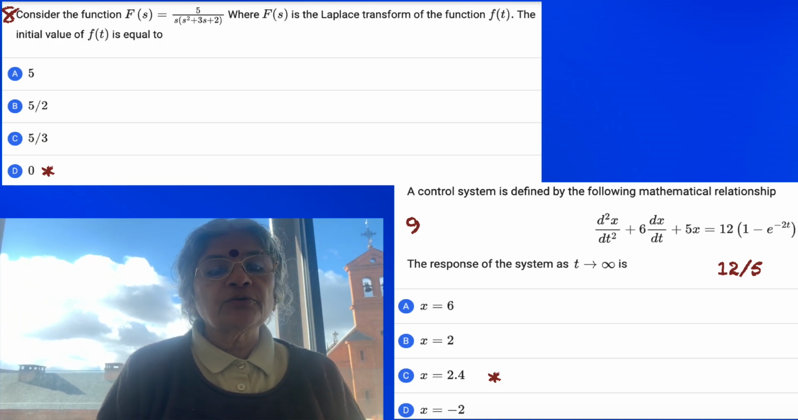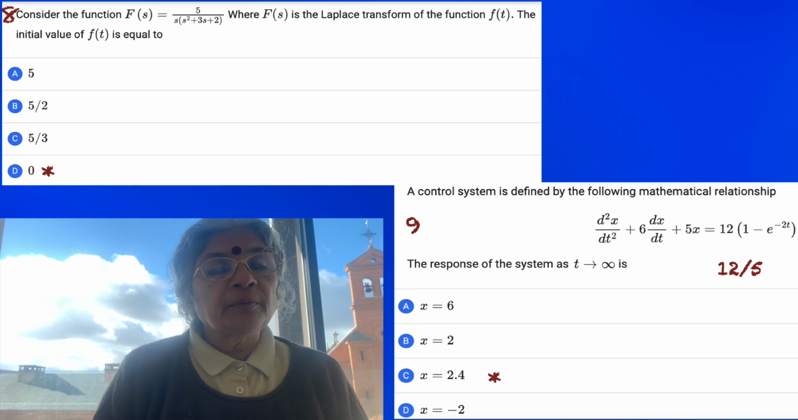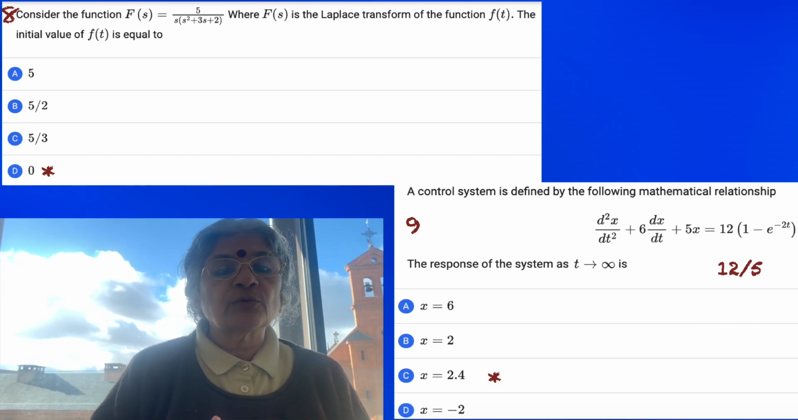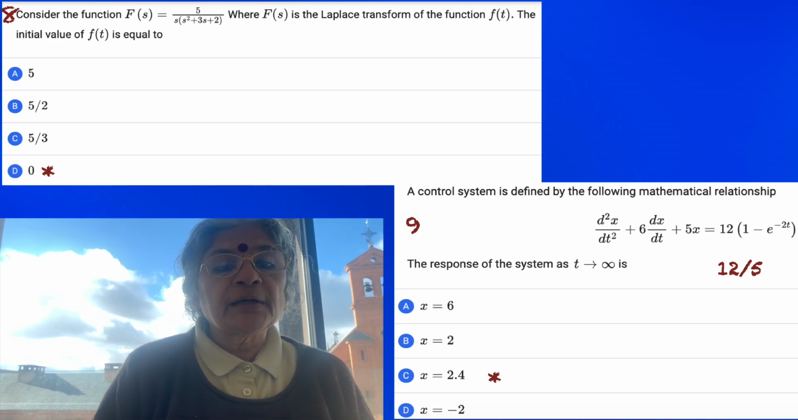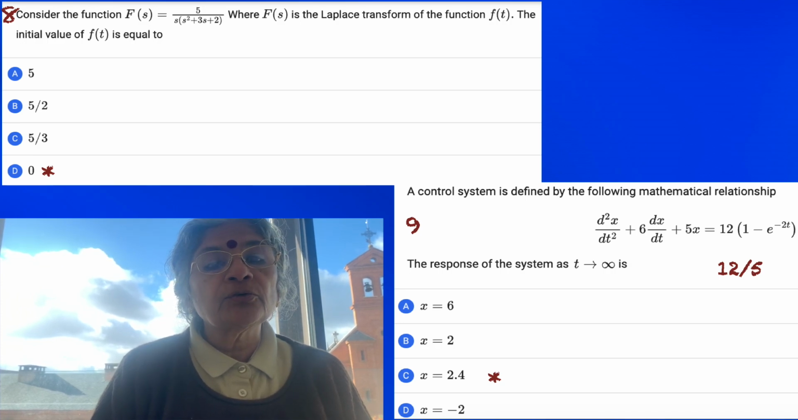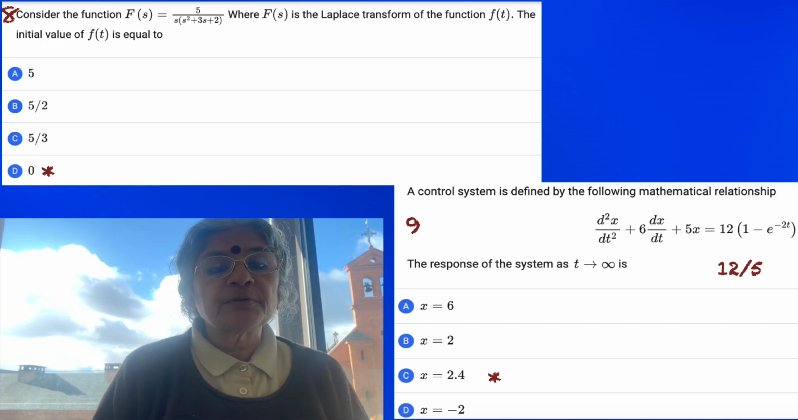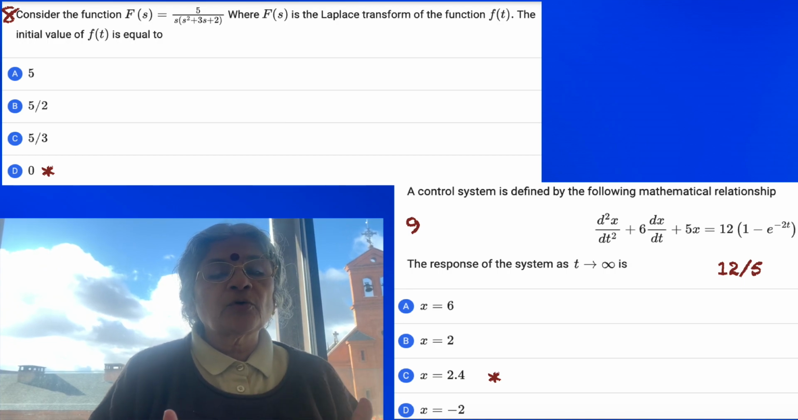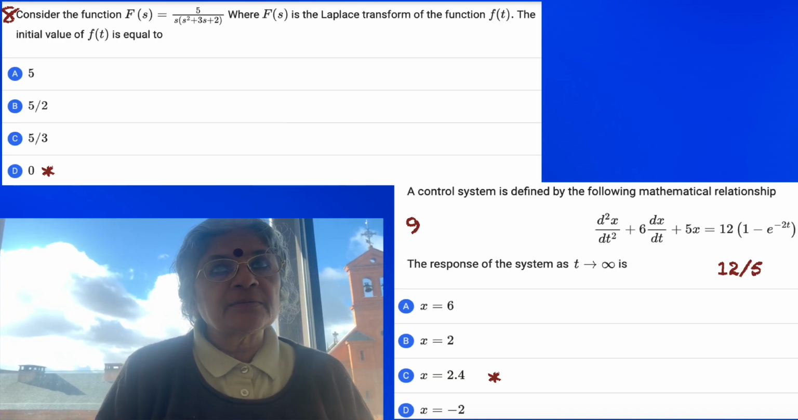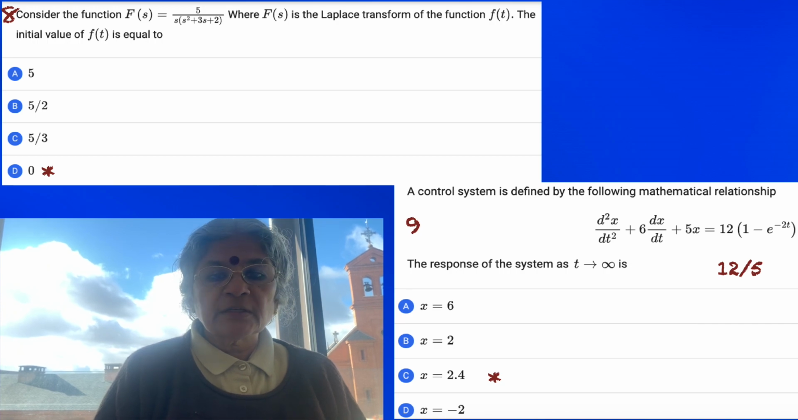Otherwise also, the function F(s) will have components. One will be 1 by s, the other will be something with a negative value, so they can cancel. Of course, s square plus 3s plus 2 has two components, one is e raised to minus 2t, the other is e raised to minus t, because s square plus 3s plus 2 is the same as s plus 2 into s plus 1. So there are three components, and it's obvious that they will cancel amongst themselves. That's the reason why the initial value theorem works out to be okay.